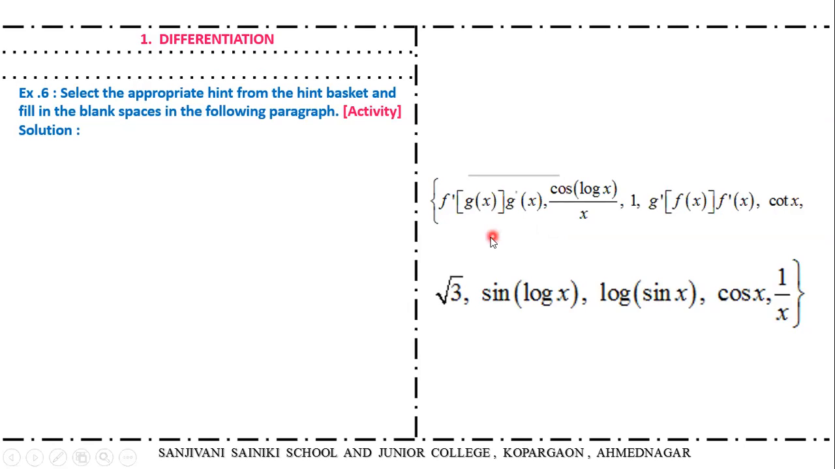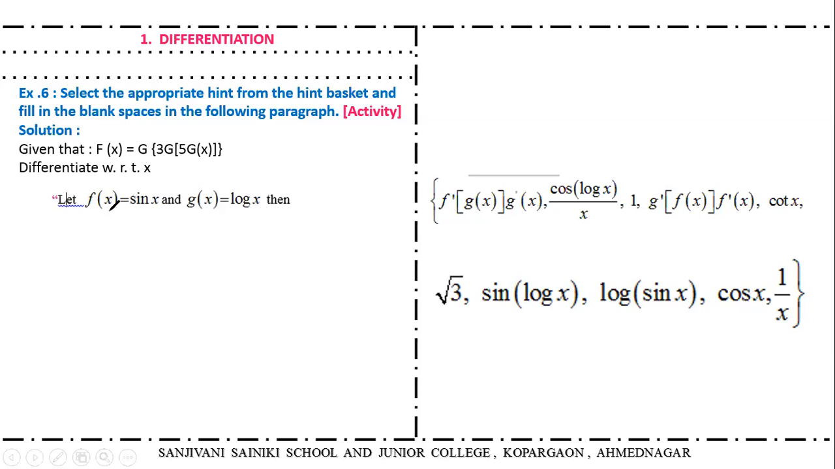Now there is one activity. What is that activity? Select the appropriate hint from the hint basket and fill in the blank space in the following paragraph. So here f of x is equal to the given function. Differentiate this. f of x is sin x and g of x is log x.